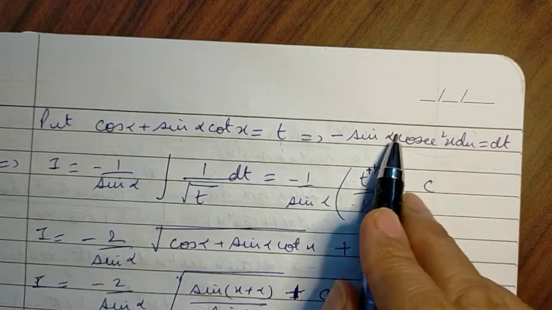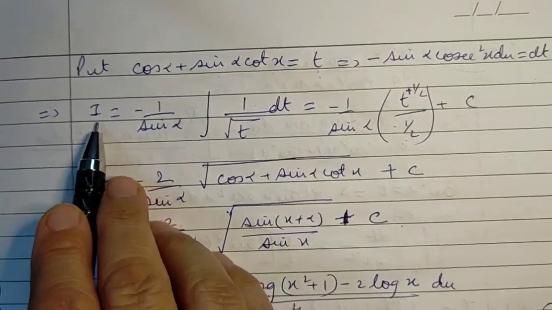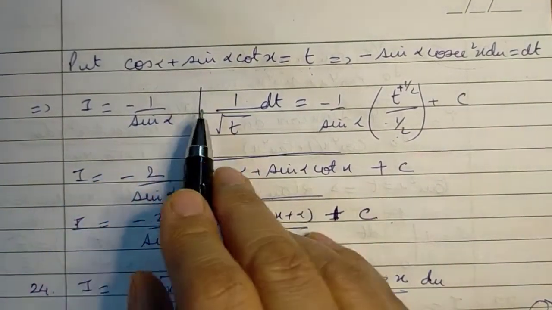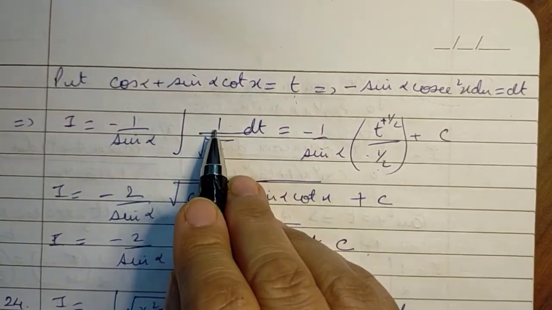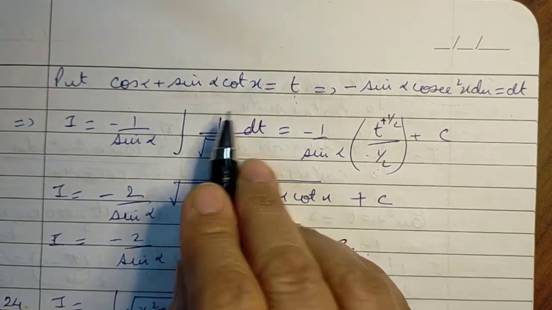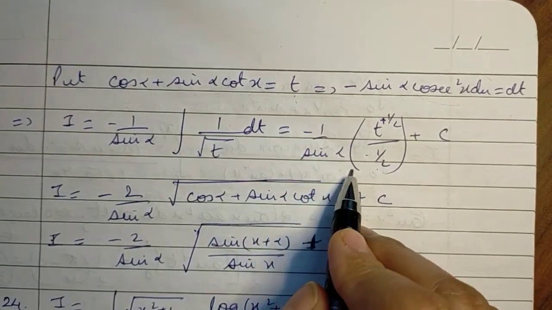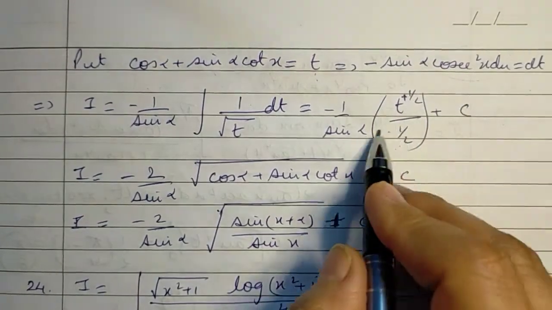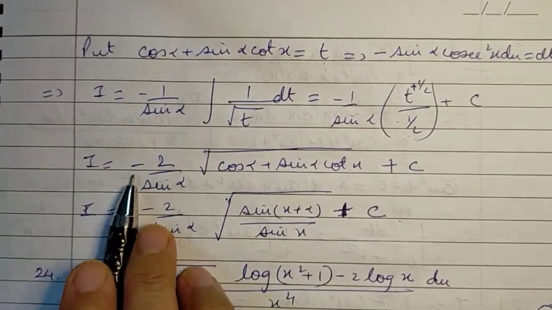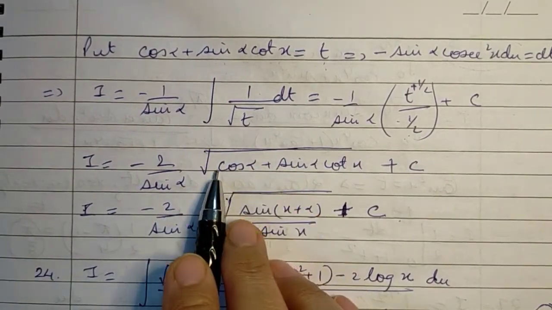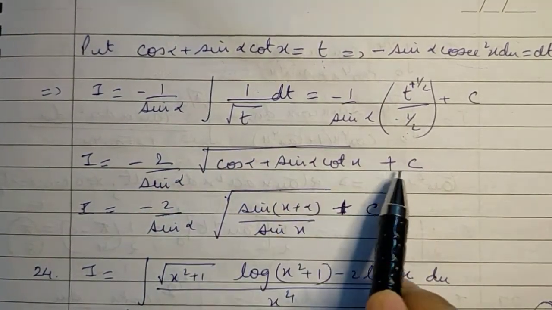From here we get the value of cosec squared x dx as minus dt by sin alpha, which we substitute here to get I is equal to minus 1 upon sin alpha integral of 1 upon square root of t dt, which goes up and becomes t raised power minus half, which on integration becomes t raised power half upon half. Minus 1 upon sin alpha remains as it is, and plus a constant. Substituting the value of t again in terms of x, this 2 comes up, so minus 2 over sin alpha, and in place of t we write square root of cos alpha plus sin alpha cot x, plus c.